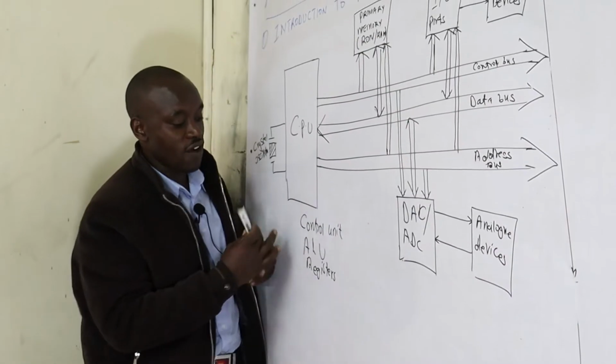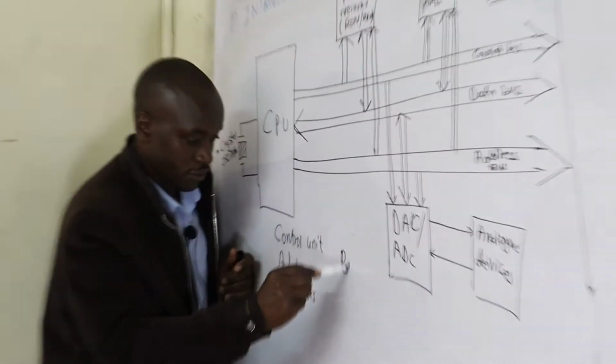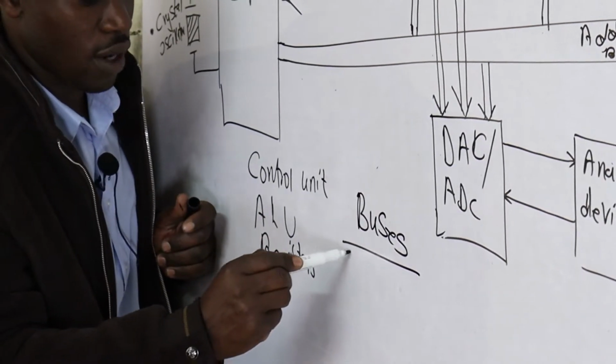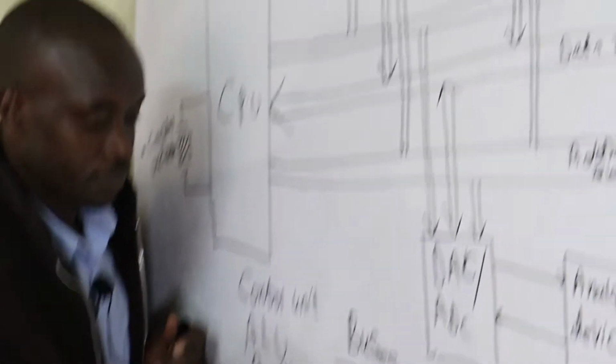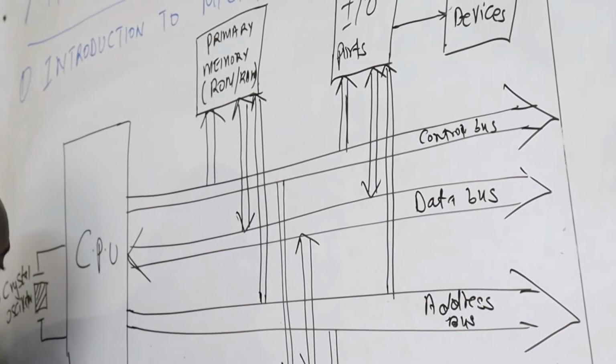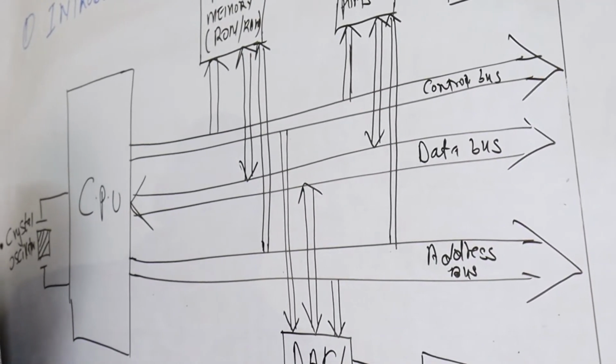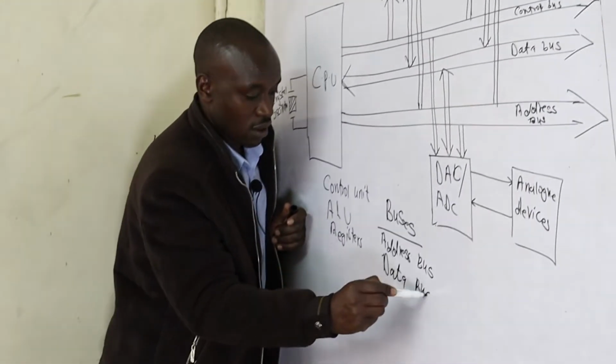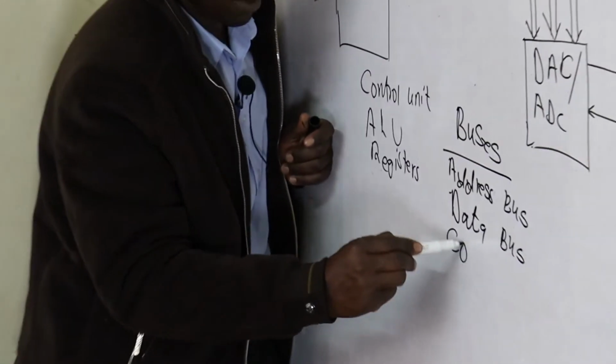Then from there we have buses. We have the buses, and the buses are three of them. The way we've said, number one is the address bus. We have the data bus, and we have the control bus.